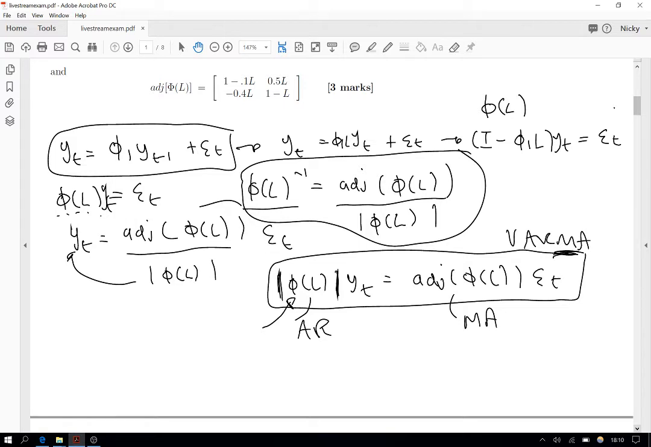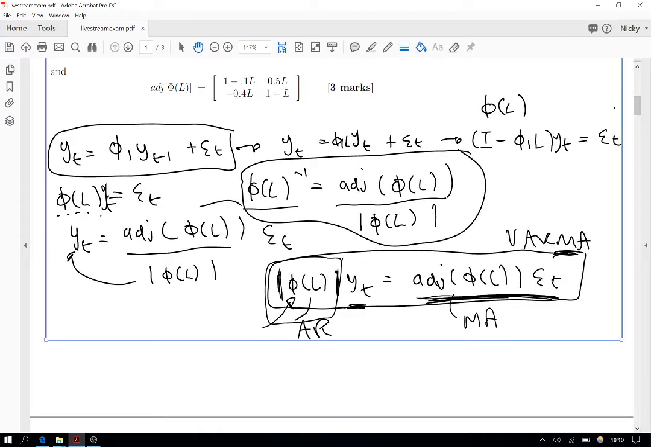I think it's more intuitive to remember it this way, i.e., once you put it into this form, we know that everything on the right-hand side is always stationary, so we just have to determine that the left-hand side is stationary, and the crucial thing is that this polynomial has all roots that are less than 1 in absolute value. Okay, that relates to the first question.